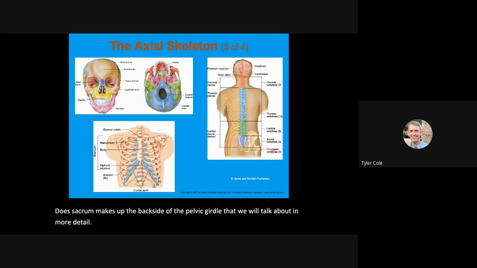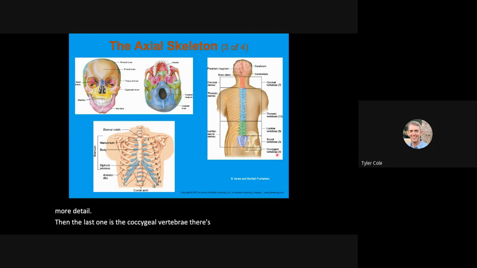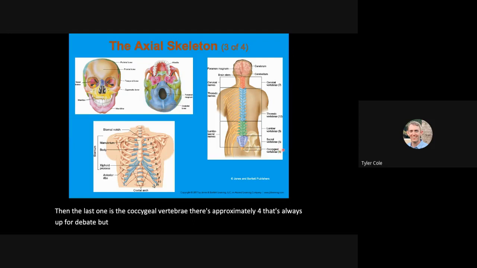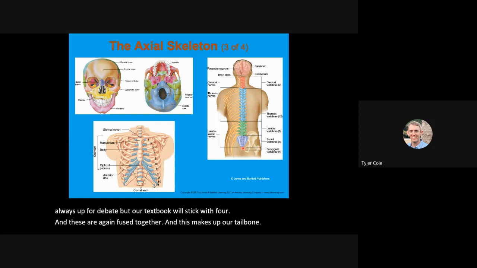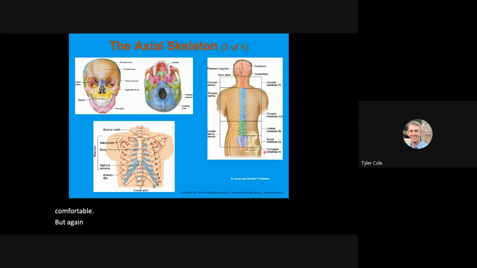Then the last one is the coccygeal vertebrae. There's approximately 4. That's always up for debate, but our textbook will stick with 4. And these are, again, fused together, and this makes up our tailbone. If any of you have fallen on your tailbone, you will know it's not the most comfortable. But again, it's a tiny group of small bones.